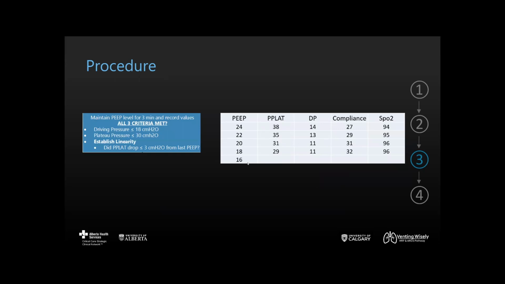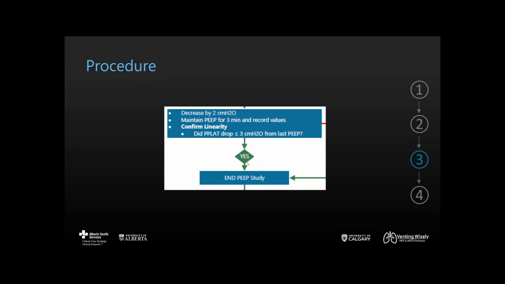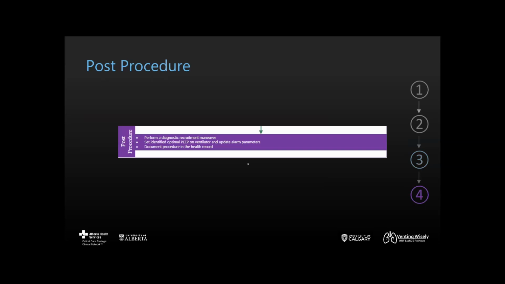So going down once more, we set our PEEP to 16, wait our 3 minutes, now check it. As we have already met the driving pressure and plateau pressure, our focus is on the plateau pressure decrease. Was the PEEP-PPLAT drop less than or equal to 3 centimeters of water from a PEEP of 18 to 16? Yes, there was a 2 centimeter water decrease, and we have now confirmed linearity from a PEEP level of 18 to 16. With linearity confirmed, we can now end the PEEP study at a PEEP of 16 and proceed to the post-procedure. This includes performing a diagnostic recruit maneuver, setting your identified optimal PEEP, and documenting it in the health record.